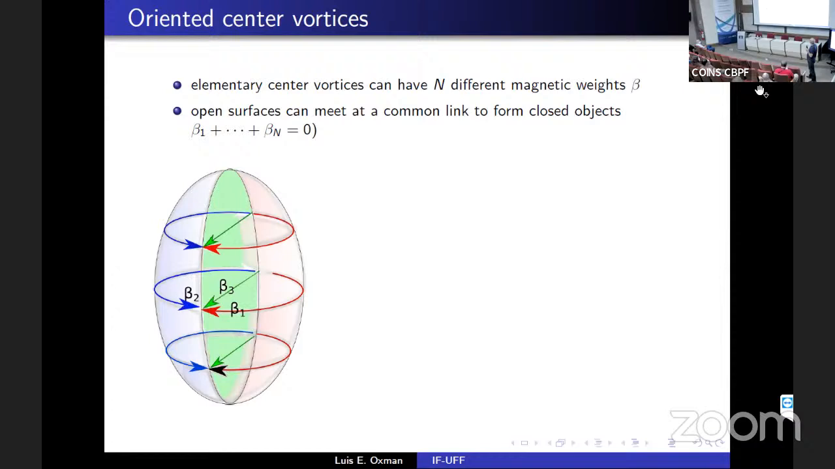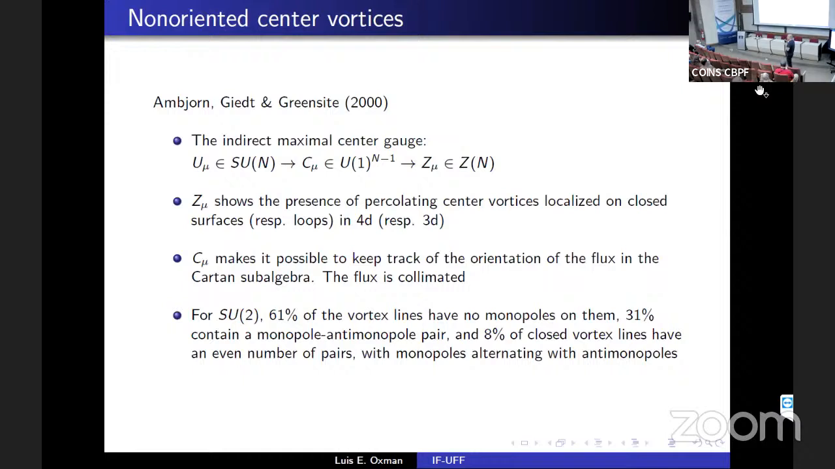So let me explain which is the point of view we have in our group. We believe we have some understanding of what's going on in confinement. Let me discuss the role of non-oriented center vortices, okay? In general, center vortices, for example, can be detected in the indirect maximal center gauge, where you start with a link variable in SU(N), then you go to the Cartan in the maximal abelian gauge, and then you use these Cartan variables to project to the center gauge. Okay, this is the indirect center gauge.